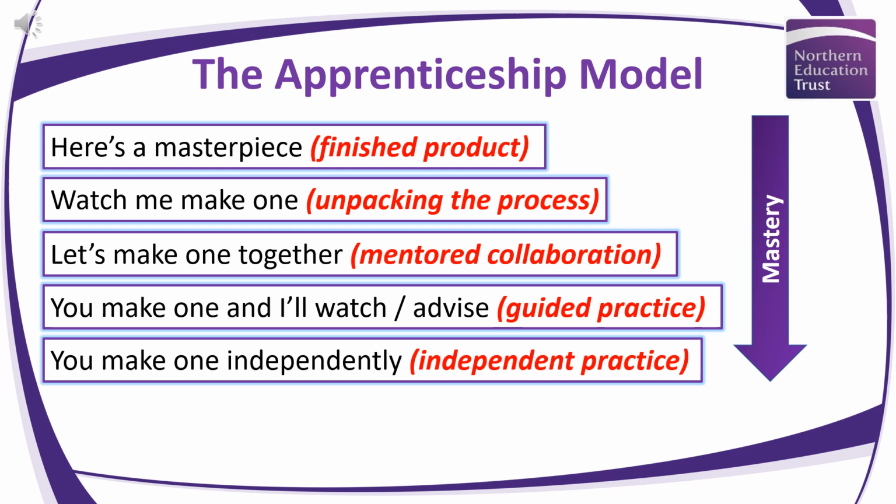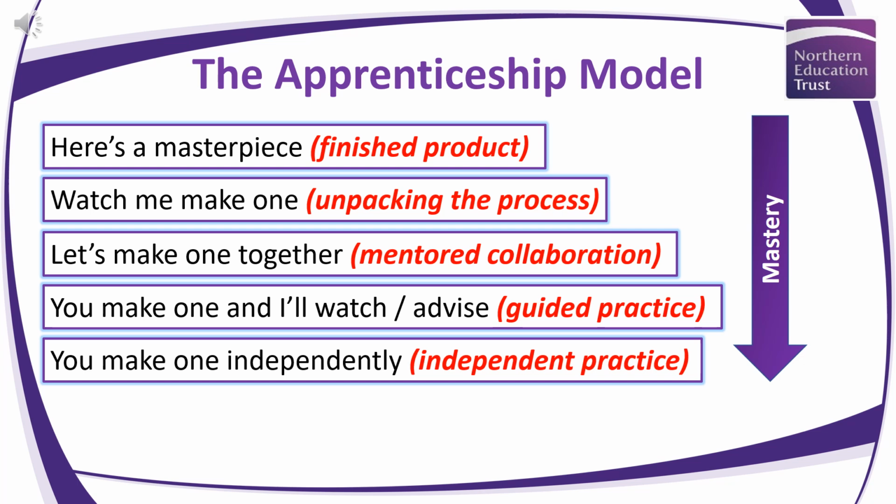Then you have the collaborative part of the process, where you make one together. So the apprentice and the master collaboratively work through it, looking at all the routines, the processes, and so on. Then the student takes the lead, the apprentice actually makes one themselves, with advice, with guidance, possibly even with intervention from the master, and that's the guided practice part of that, building on the method collaboration. And then at the end of the process, the student makes one independently, and that's the independent practice. That's the point at which they're ready to create their own masterpiece.